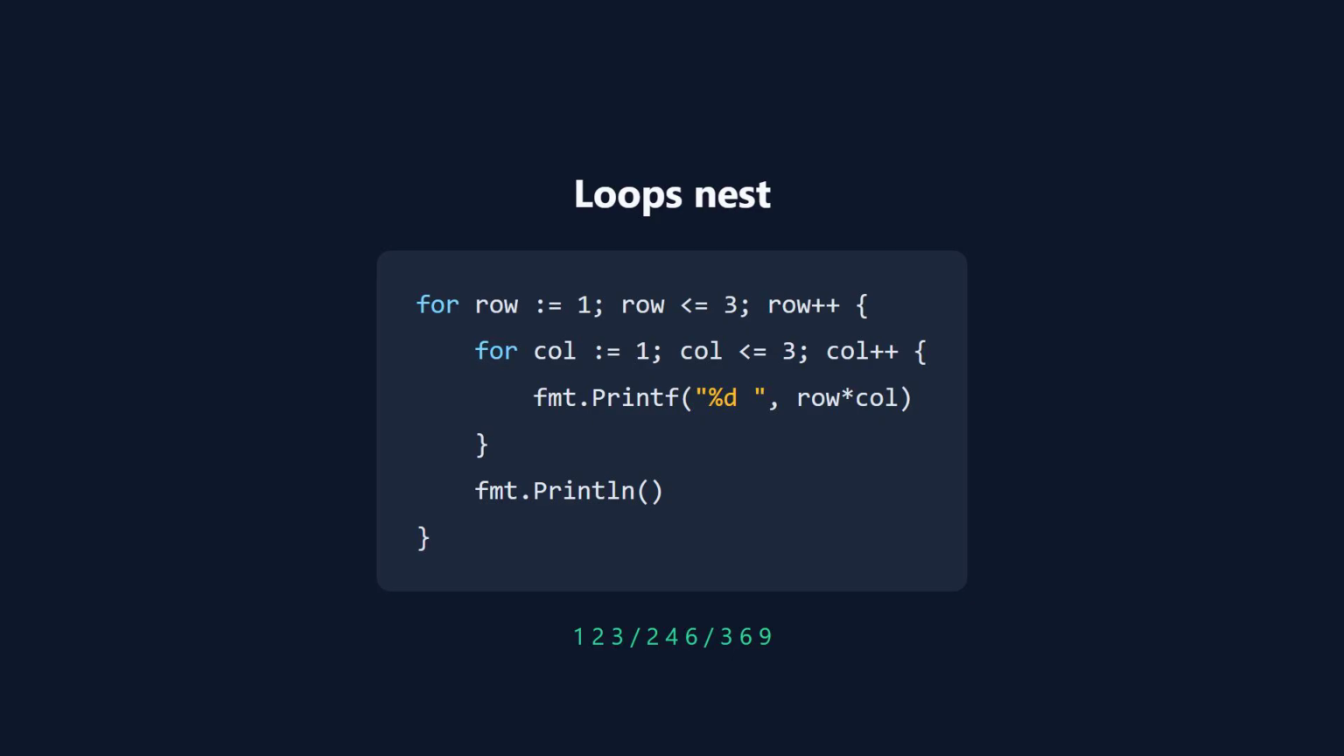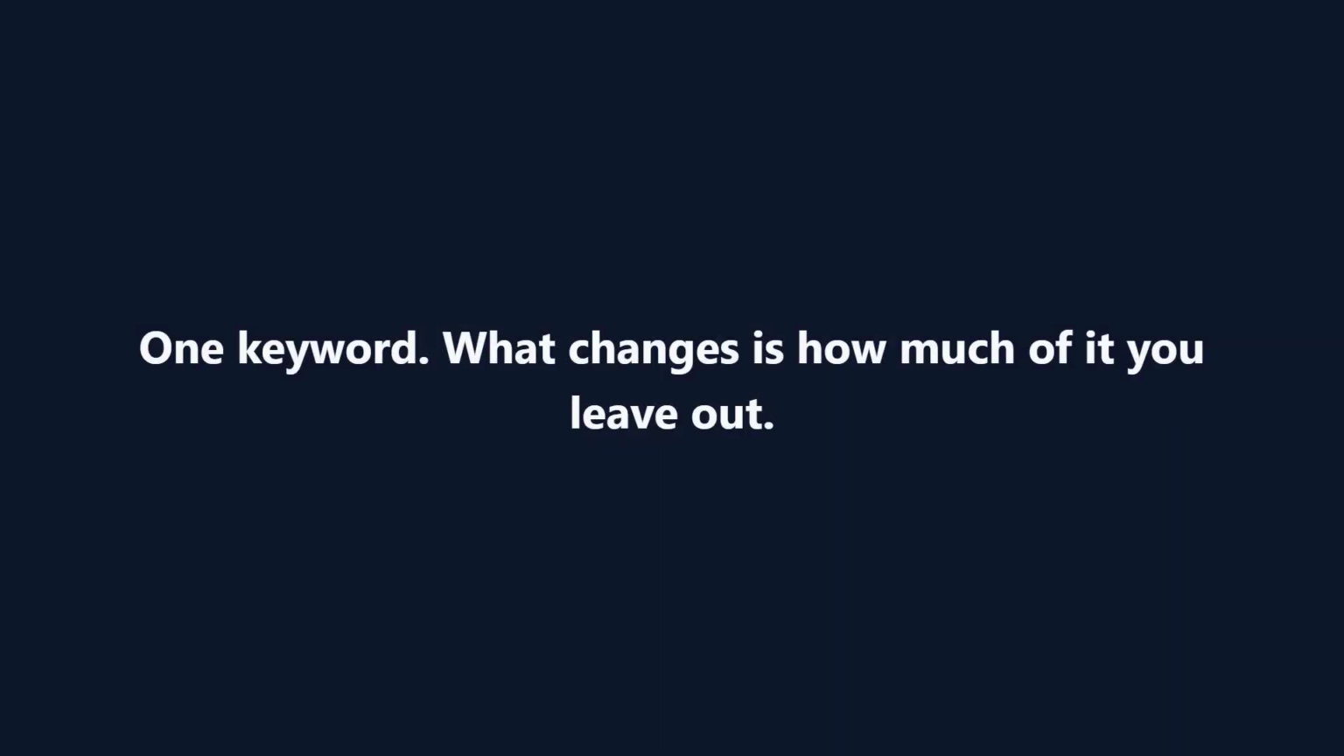One warning worth hearing now. Break inside a nested loop only breaks out of the inner one, the loop it is actually in. It does not escape both. So here is the whole lesson in a sentence. There is one keyword, for. And what changes between the 4 shapes is simply how much of it you leave out.